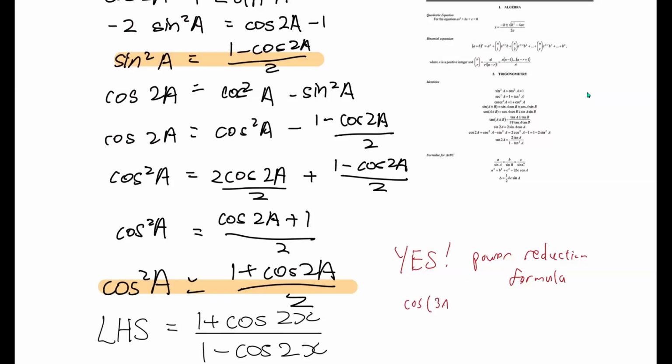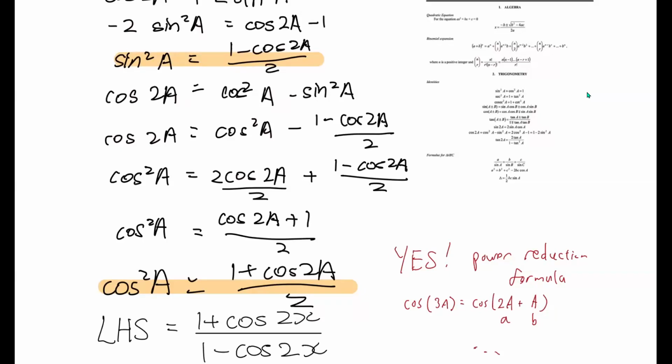Cosine 3a can be split as cosine 2a plus a. Then you use cosine a plus b formula, where a is 2a and b is a. I hope you're not confused. A here, b there. Then you expand. Okay.